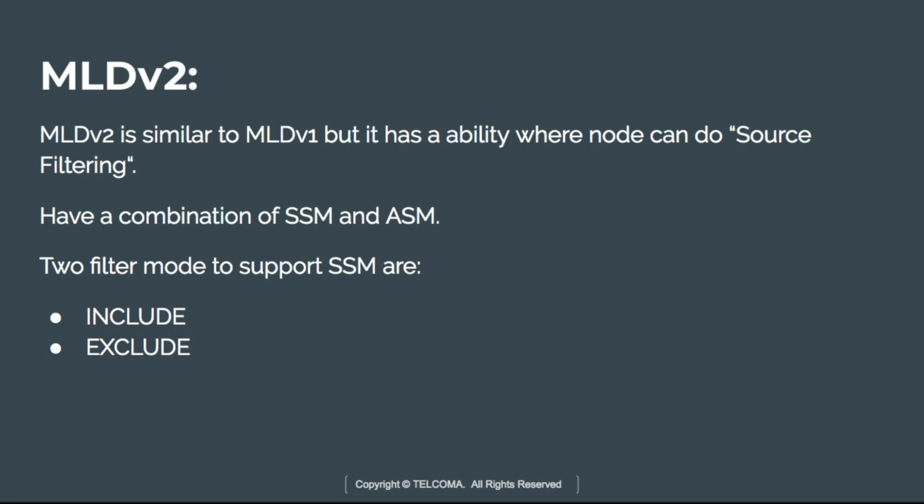If it is include, the source addresses listed in the source list are enabled to receive the packet. That means others are unable to receive the packet if their name is not in the source list. And in exclude mode, all addresses except those listed in the source list are able to receive the packet. It means the devices that have an address in the source list will not receive that particular packet. They are excluded from the services.